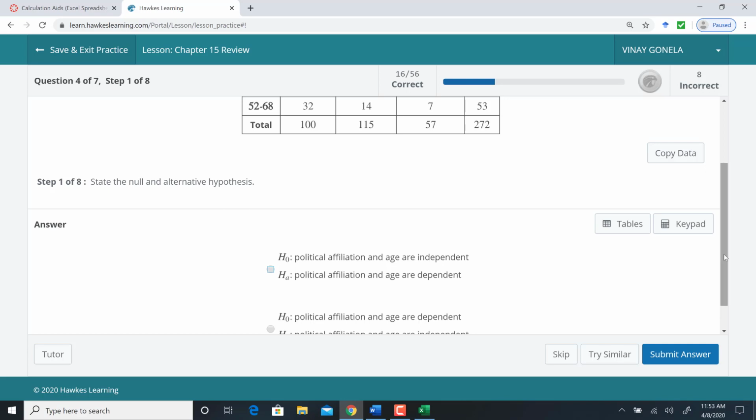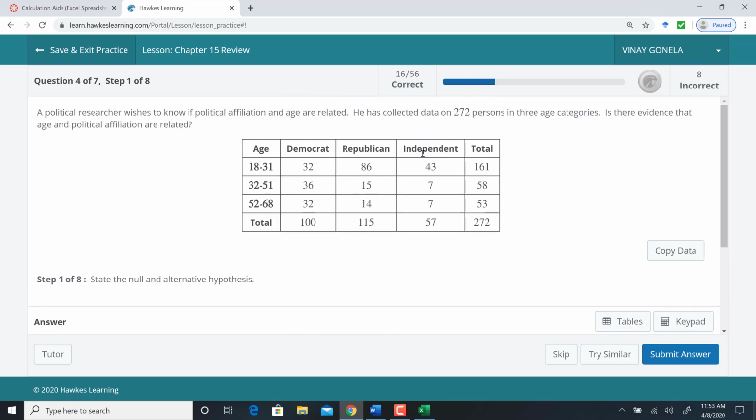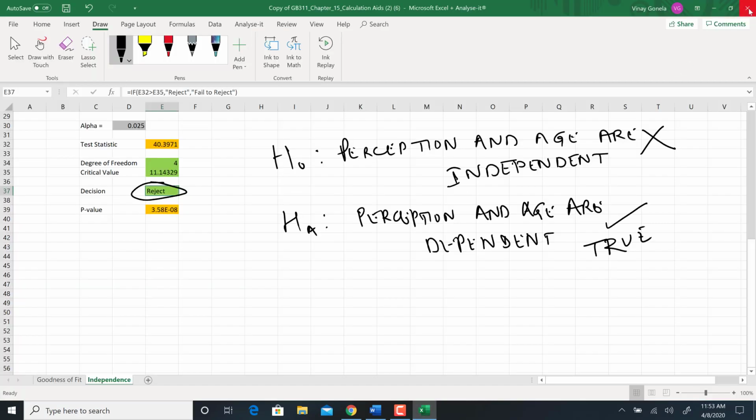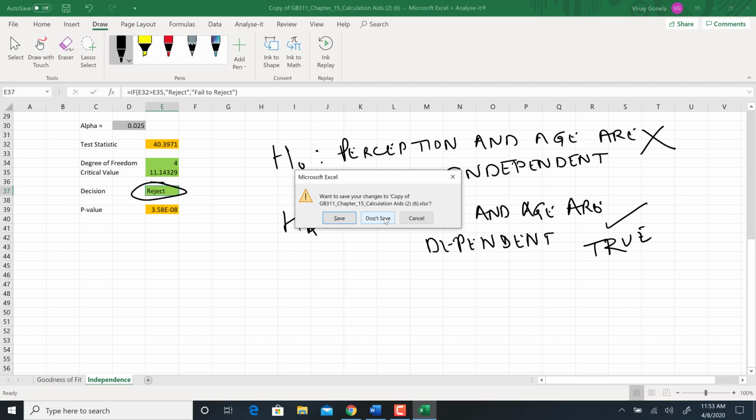So again, this is the same kind of problem, but now you have different political bodies, and then you have different age groups. Let me solve this problem, and that would be the end of these chi-square distribution problems for independence.